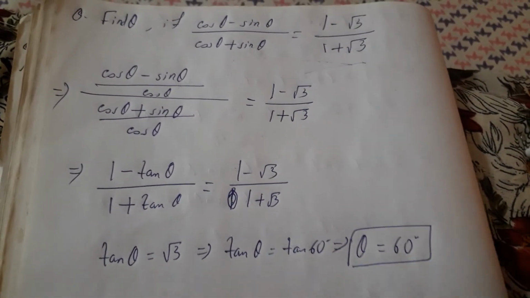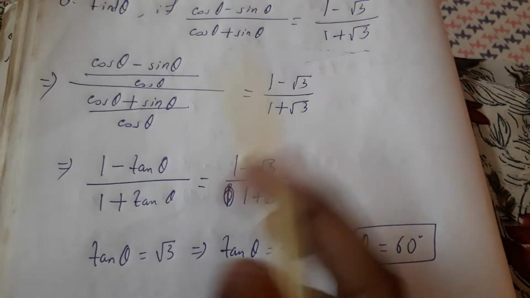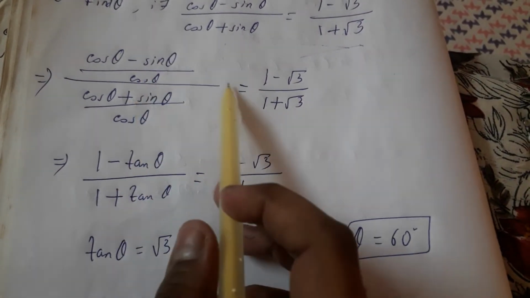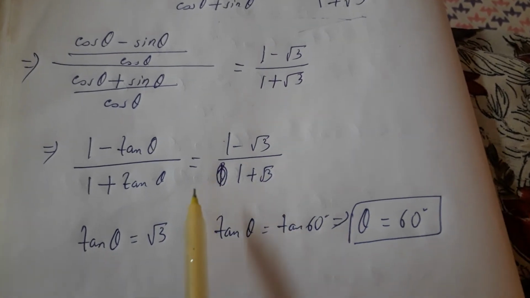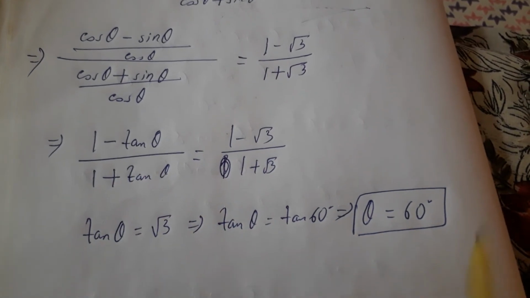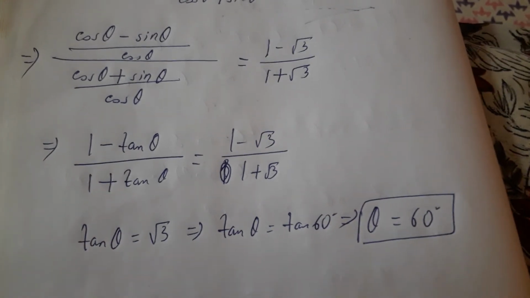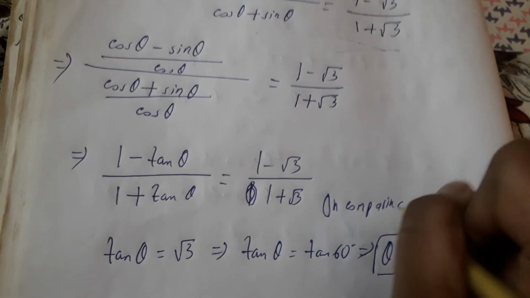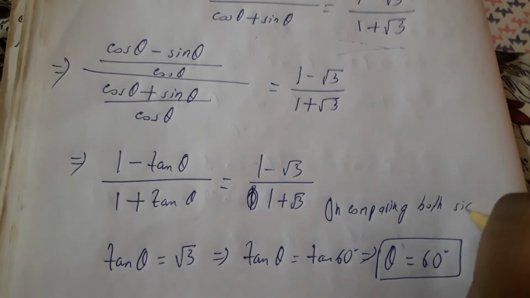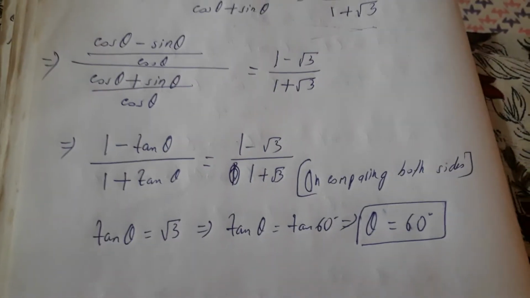Okay, first step is you have to convert it into tan, and for converting it into tan you have to divide it by cos theta. After converting it into tan theta, on comparing both the sides you will get tan theta.